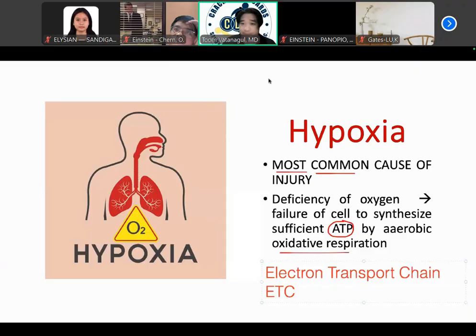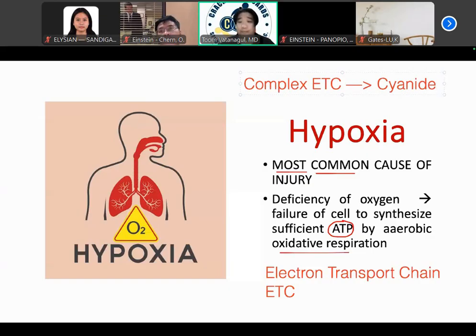Now, question. Which complex of the electron transport chain is inhibited by cyanide? Okay, it is complex 4. And complex 4 is cytochrome oxidase.